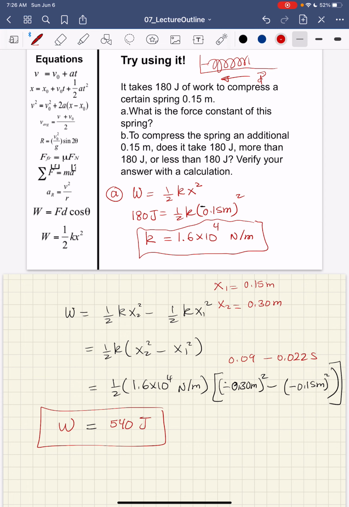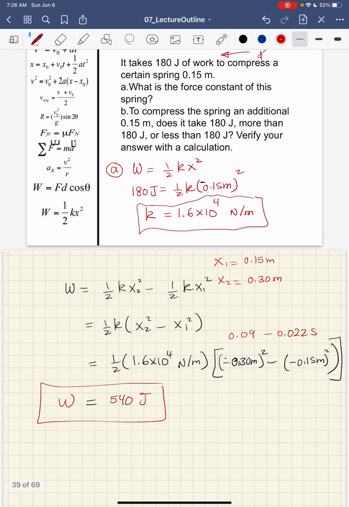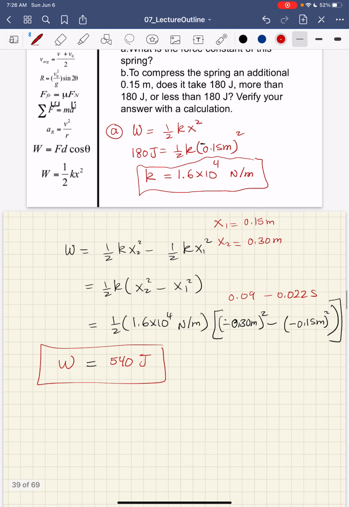And then I will plug in my numbers, and you will find that the work done in compressing the spring an additional 0.15 is 540 joules. Then it is more than 180. Don't think that it is going to be the same amount, okay? Because of the nature of the equation.